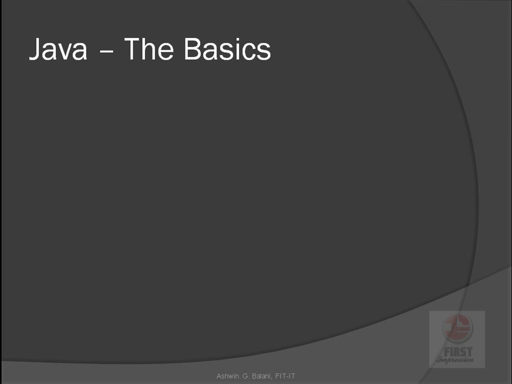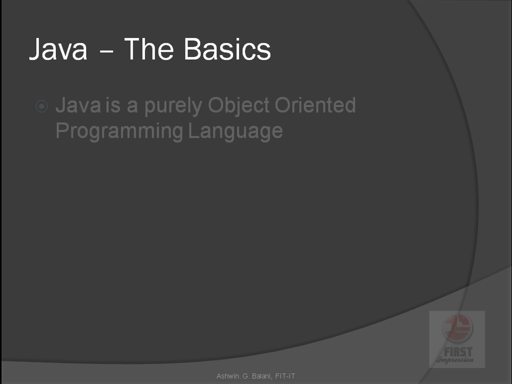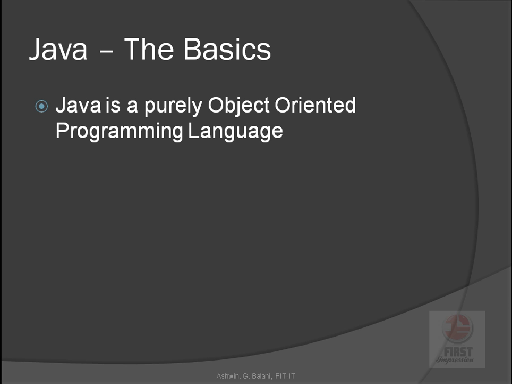First of all, let's understand the basics of Java. Java is a purely object-oriented programming language. That is, in Java, everything is in terms of objects. So first of all, let's understand what these objects are and how they work.